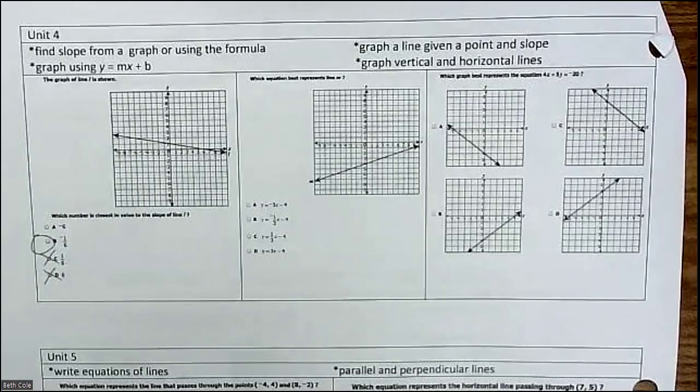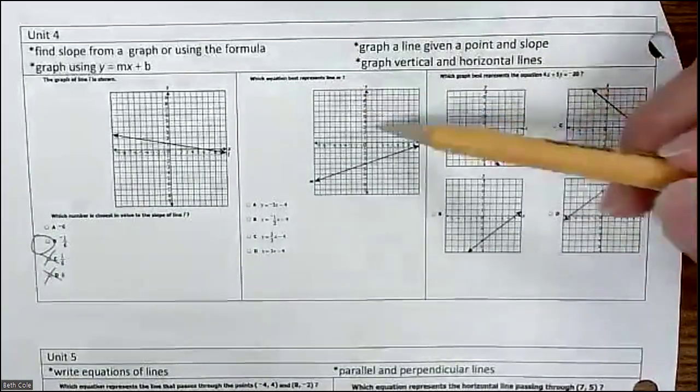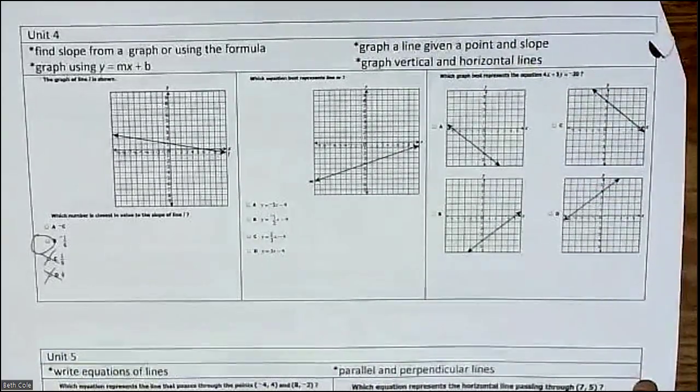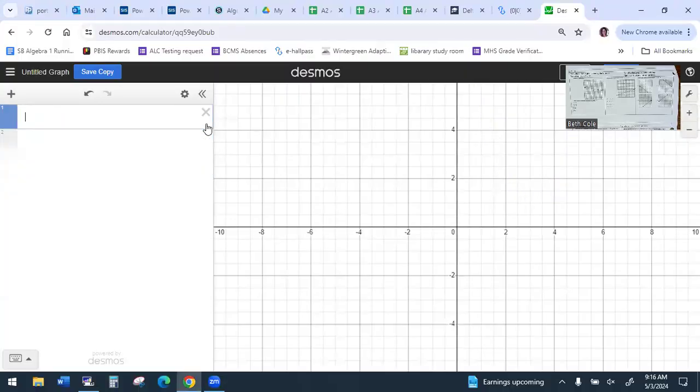All right. Next one. I don't have these numbered. I just did 3 problems per unit. Which equation best represents this line? Your first instinct should be, how do I do this problem? Type it in the calculator. Here's what I'm going to do. I'm going to type all of the choices and we're going to pick the one that looks like C. C as in car.